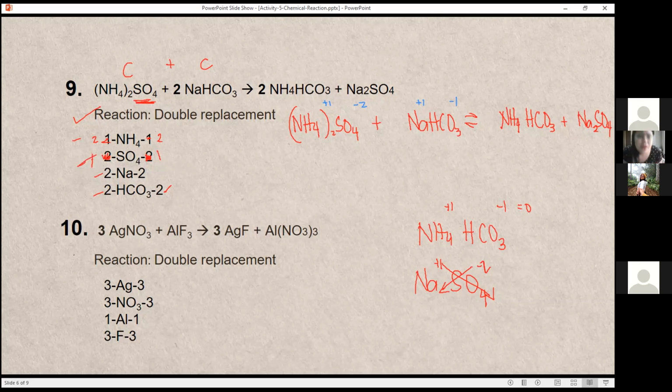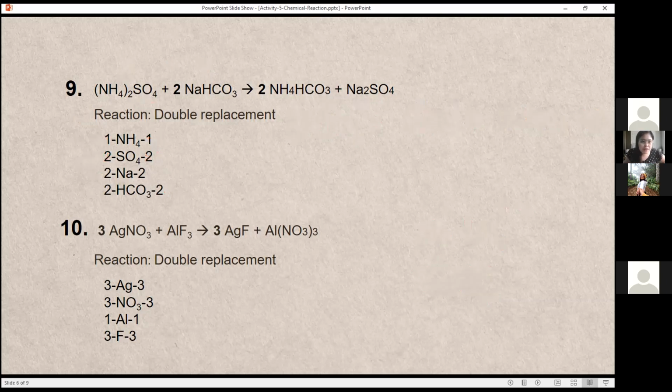Okay? Questions for number 9? Anyone? Wala. So, let's move on sa number 10. Number 10 is, yes, this is also correct. Double replacement or double displacement because this is a compound and then a compound gihapon na isa.